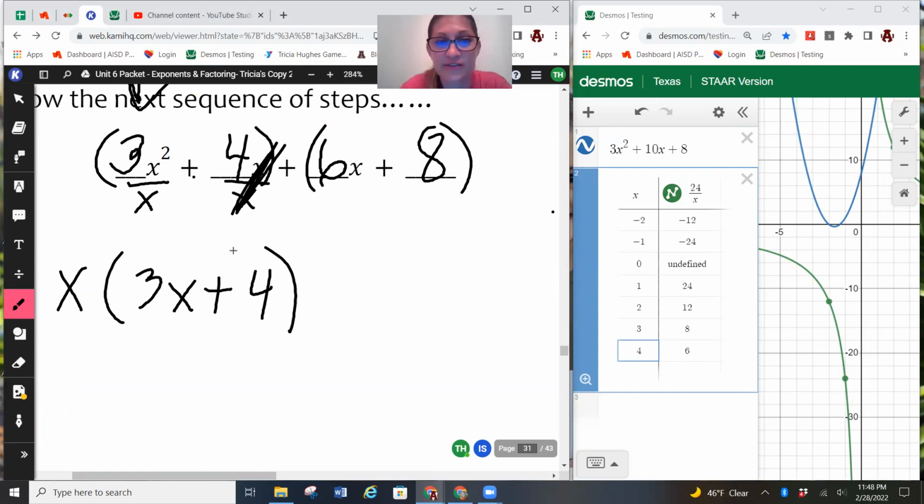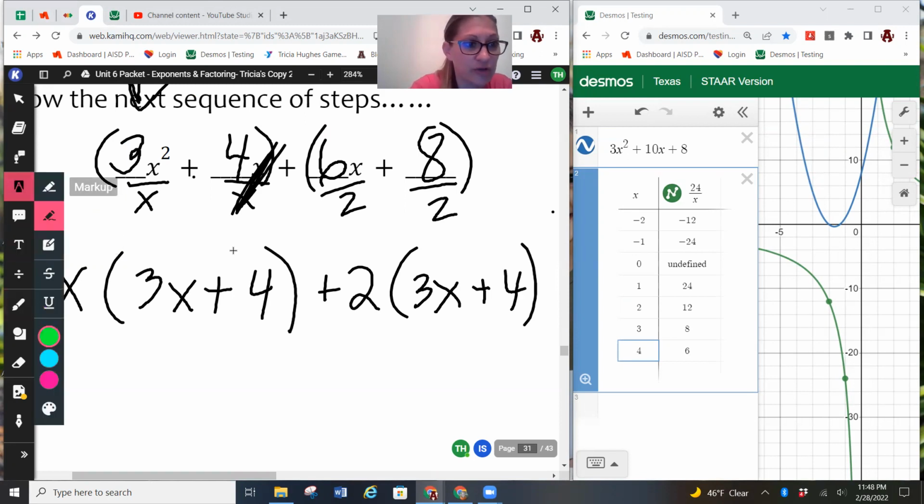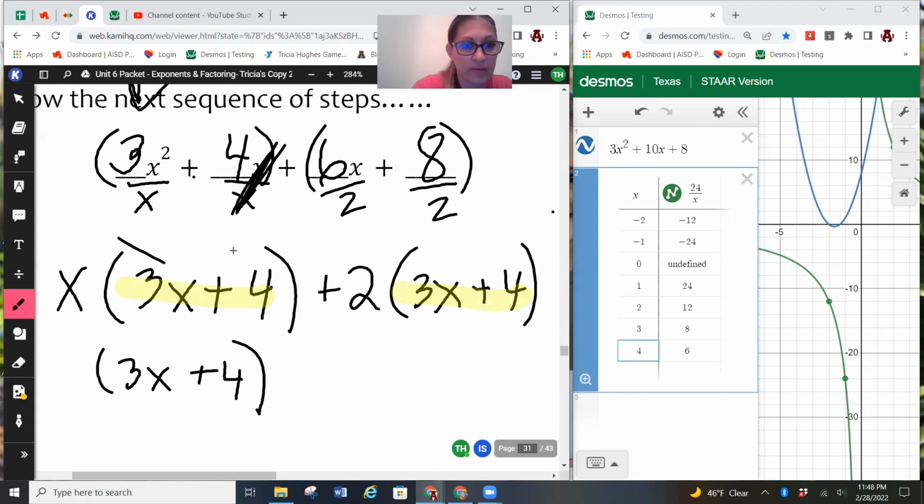I'm going to look at the next set of parentheses and see a 6x plus 8. What does 6 and 8 have in common? A 2. So I'm going to take a 2 out. Divide each by 2. That makes 3x. That makes 4. Now, this is not a coincidence that these should always be identical. So you rewrite your identical parenthesis.